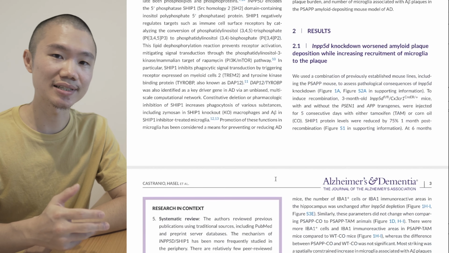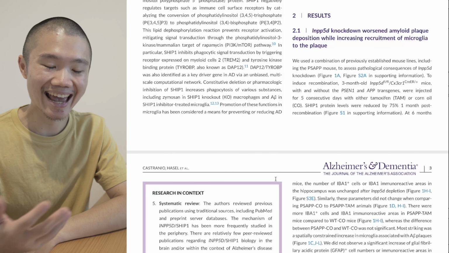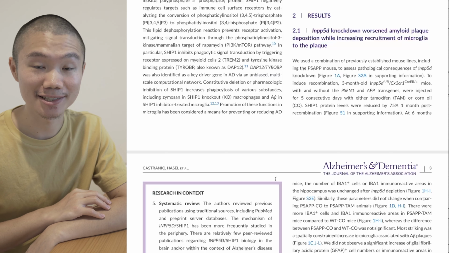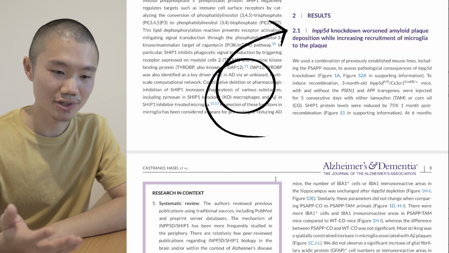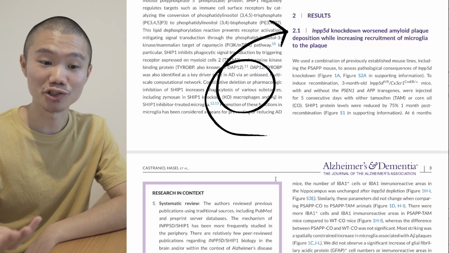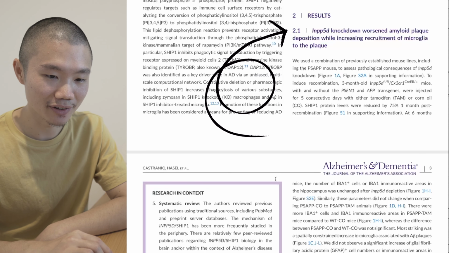The 5th part will be the results. This is split into the step-by-step process whereby the authors come to their deduction and conclusion with each sequential step of experimentation. Here in this article, 2.1, the authors start with a molecular study examining the relationship between amyloid plaque deposition and the interaction with microglia.